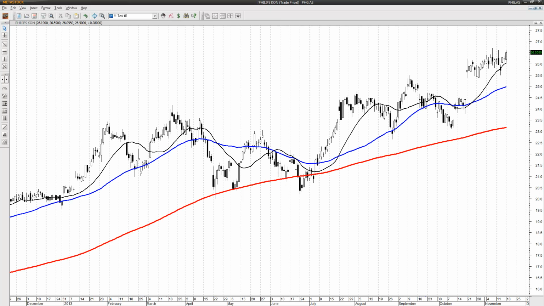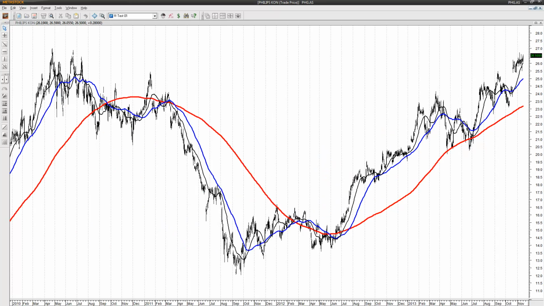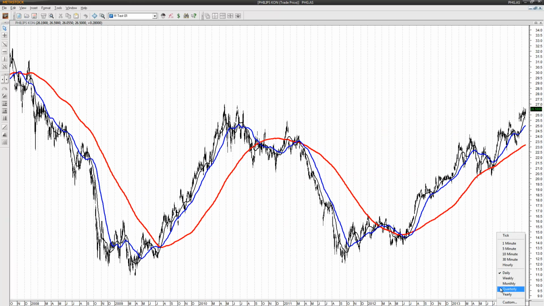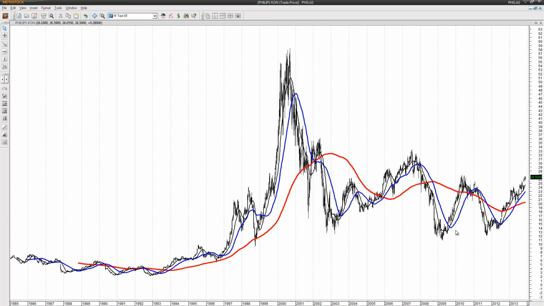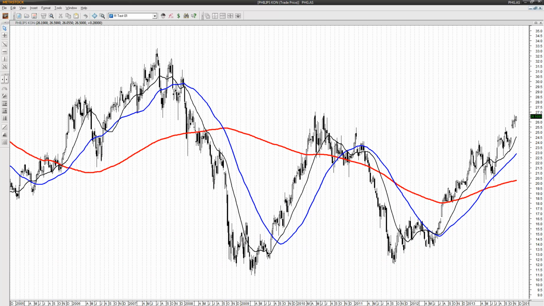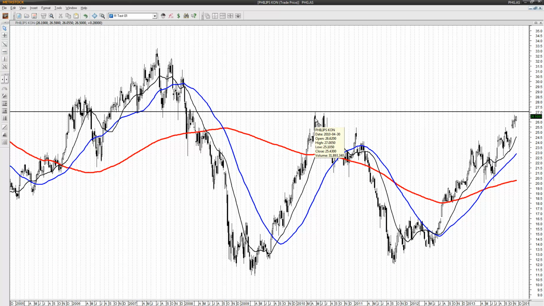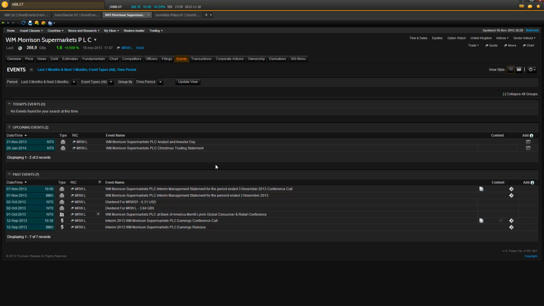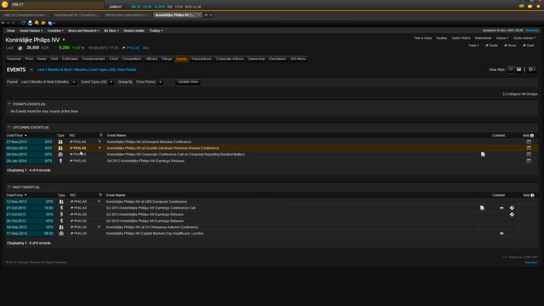Okay, next chart. Philips, the Dutch home electronics manufacturer. It's easy if you change to weekly data, it's going to be all the same, because I'm using this high peak from 2010, and you get a print of 27 euro. That's the level I'm going to use. Check for earnings for Philips. No earnings in the near future.